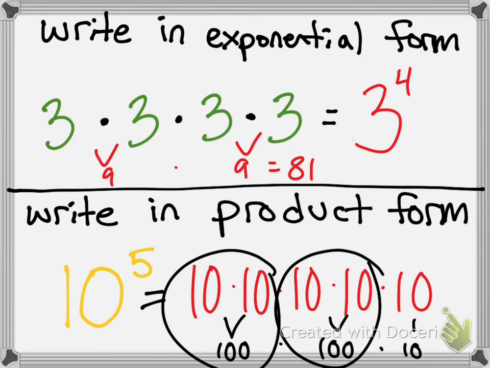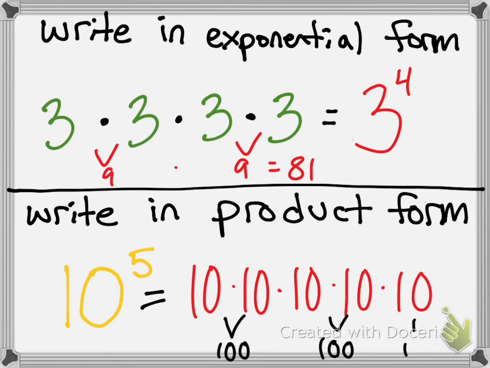Like I said, you don't necessarily need to be doing this now. And then we multiplied it by that last 10. It's 10 times 10 times 10 times 10 times 10. Not 10 times 5. Not 10 plus 10 plus 10 plus 10. Not any of that. But all you need to know is how to write it right now in exponential form and in product form.